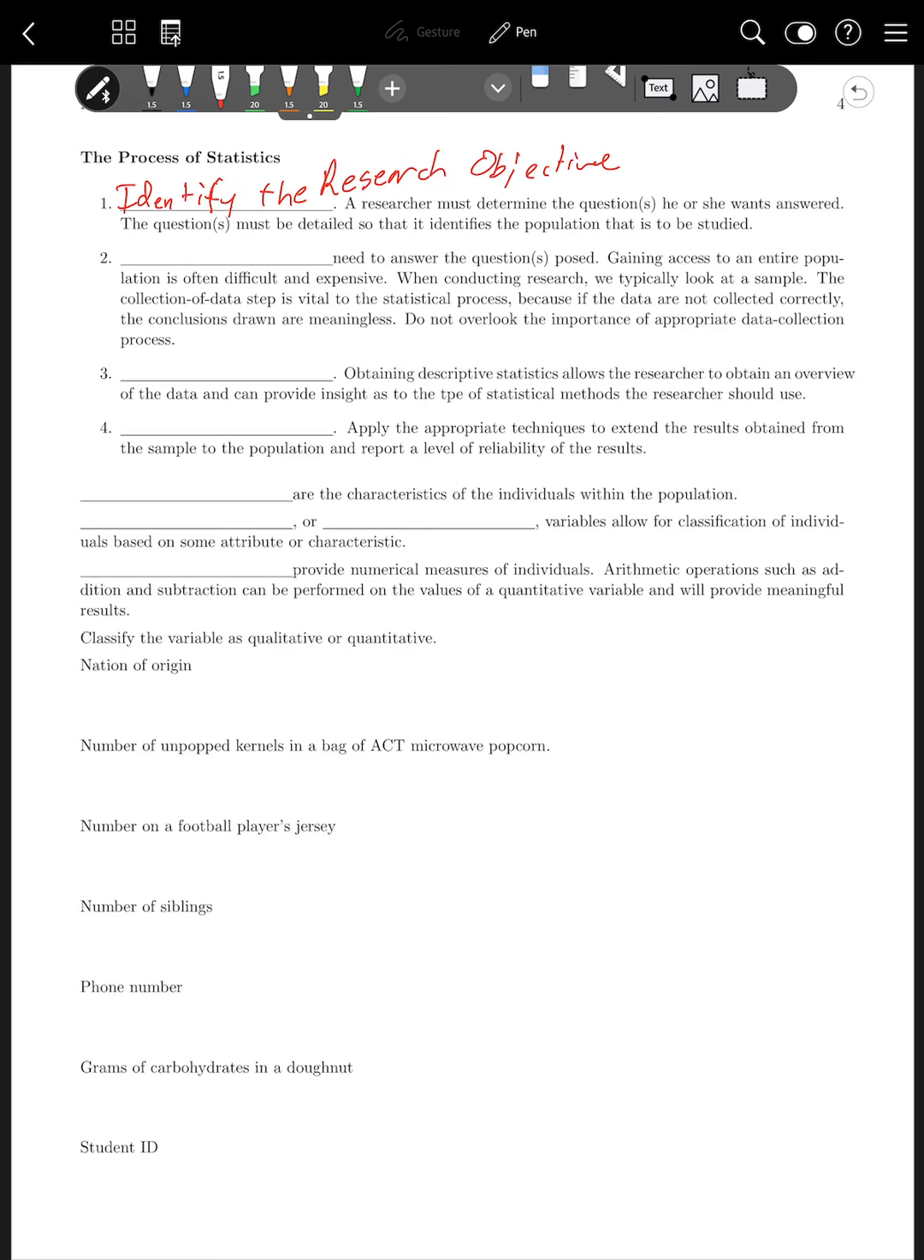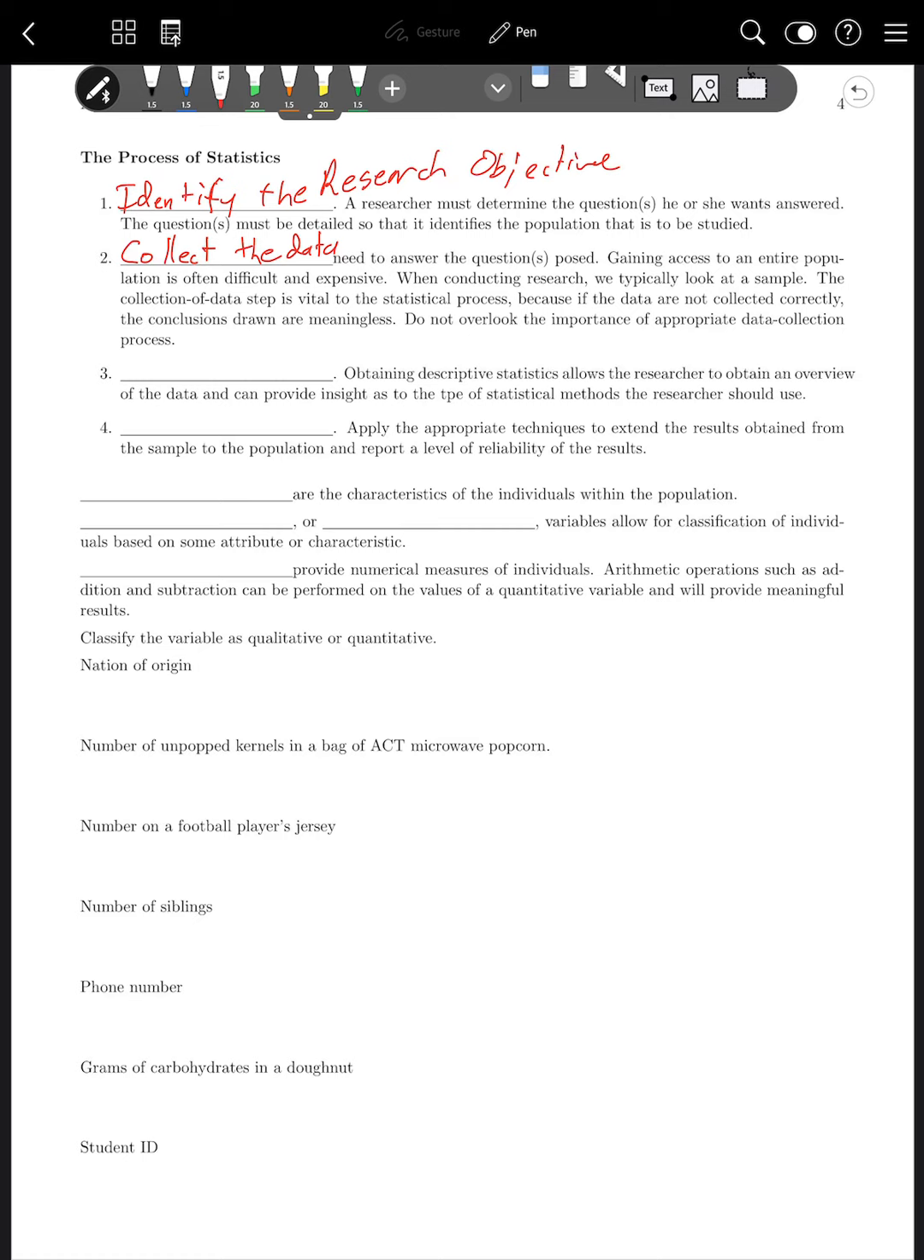Number two, collect data. So collect the data needed to answer the question or questions posed. Gaining access to an entire population is often difficult and expensive. When conducting research, we typically look at a sample. The collection of data step is vital to the statistical process because if the data are not collected correctly, the conclusions drawn are meaningless. Do not overlook the importance of appropriate data collection process. And we'll talk more about that in a later section in this chapter.